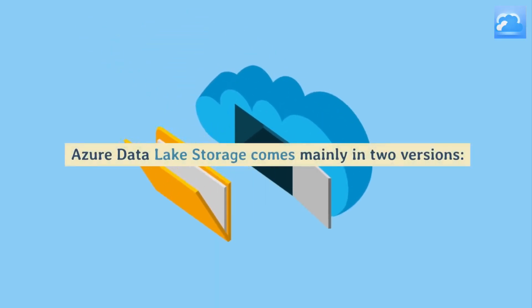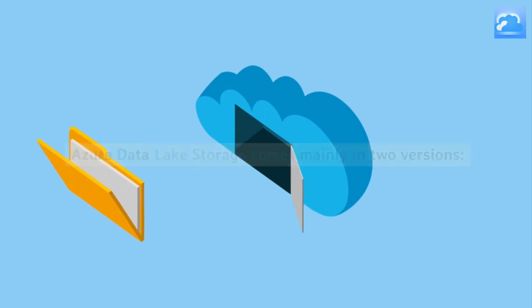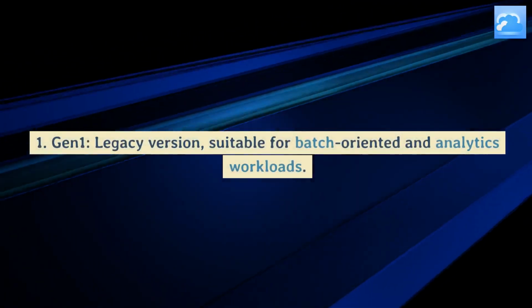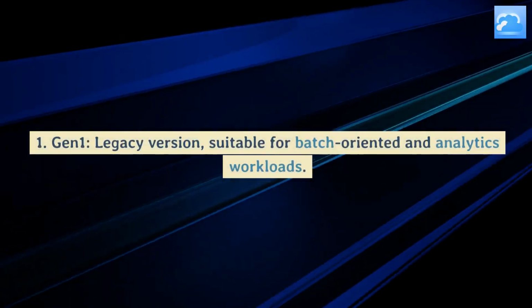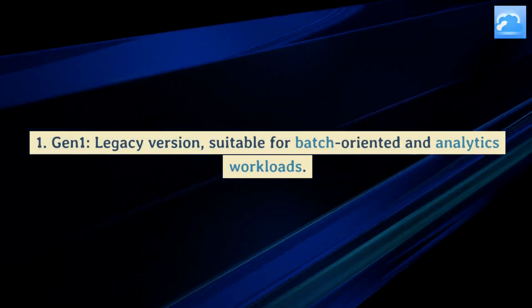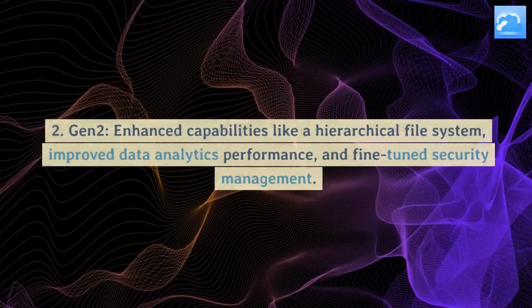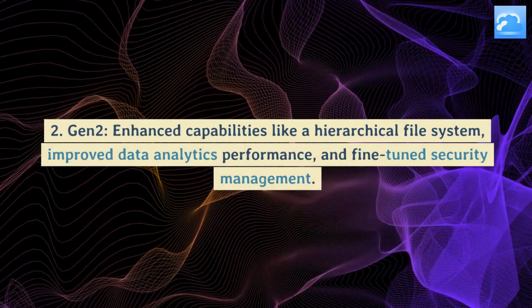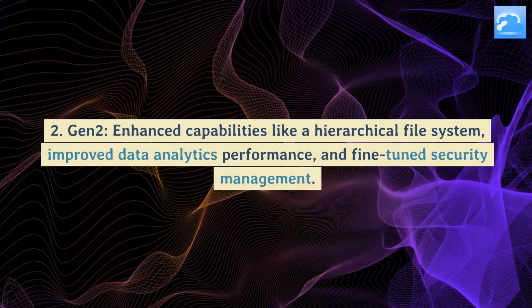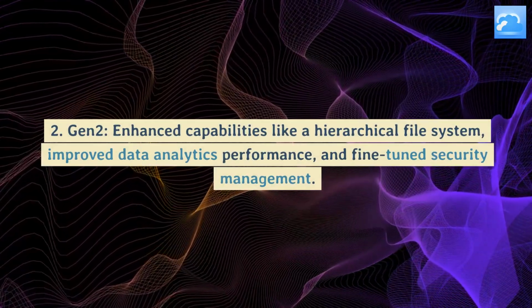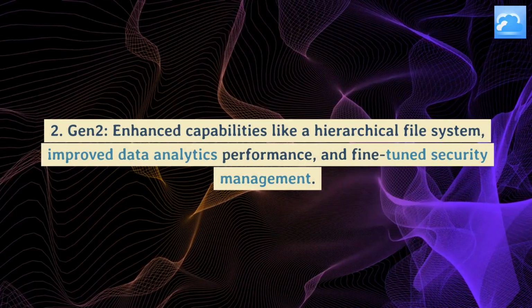Types: Azure Data Lake Storage comes mainly in two versions. 1. Gen 1, legacy version, suitable for batch-oriented and analytics workloads. 2. Gen 2, enhanced capabilities like a hierarchical file system, improved data analytics performance, and fine-tuned security management.